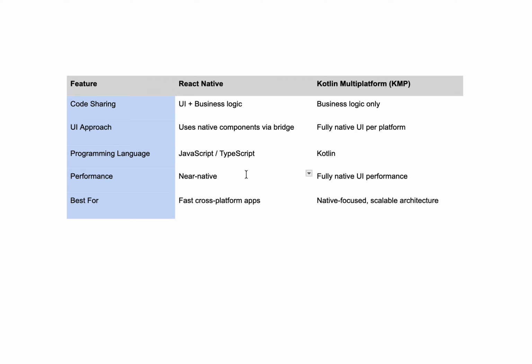The performance of React Native is near native, while KMP is fully native. React Native is best for fast cross-platform apps. On the other hand, KMP is native focused and has a scalable architecture. So the big difference between these two is that React Native shares UI plus logic, whereas KMP shares logic but keeps the UI fully native.